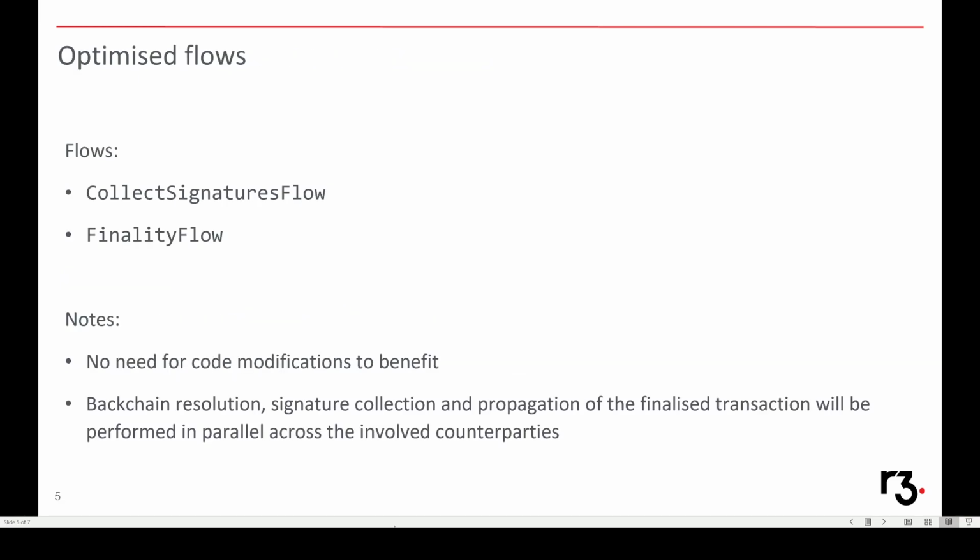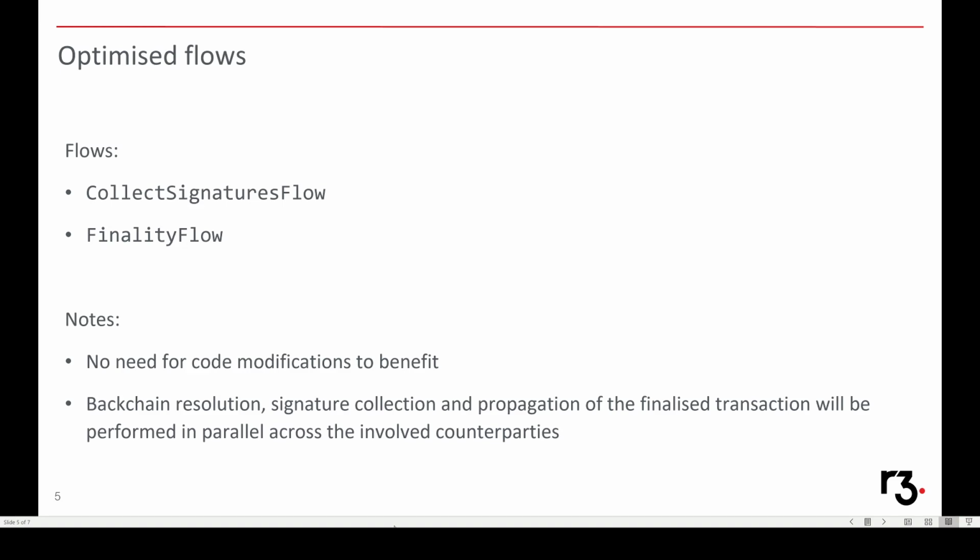So the next change which has been made are the optimized flows. Dimos, again, would you mind talking us through these changes? Yeah, sure. So there are two basic flows that have been improved in this version. The first one is called the collect signatures flow, which is responsible for sending a transaction to a specified set of parties and receiving a signature from all of them.